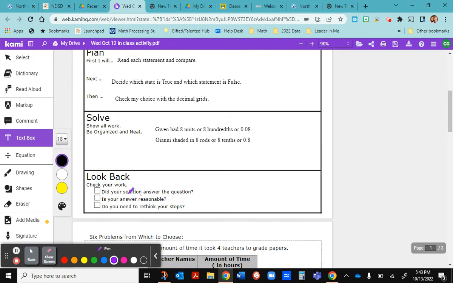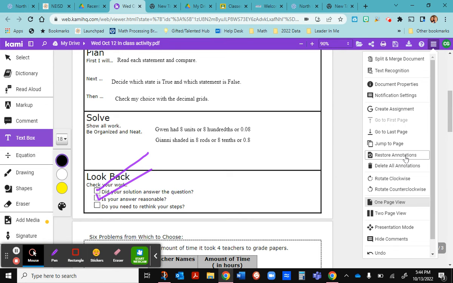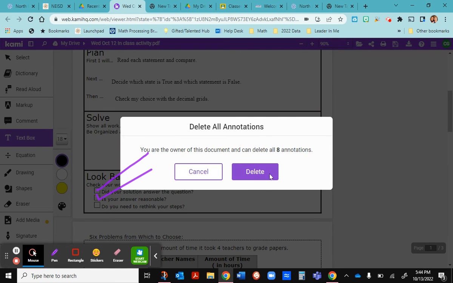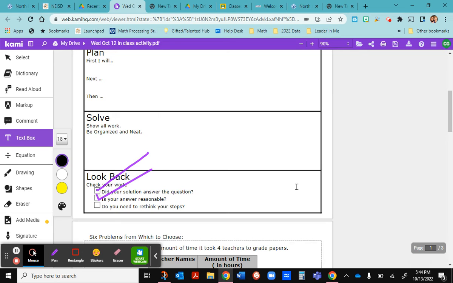So let's go through our check system. Did your solution answer the question? Check mark. Is your answer reasonable? Check mark. And did you need to rethink your steps? I think we did pretty good. Did we have to go back and rethink if we did something wrong? So I'm not going to check mark that because I didn't need to rethink it. So excellent work, guys. Let's go ahead and erase this part here. Go back over and delete all those annotations. And let's move over to the next one.